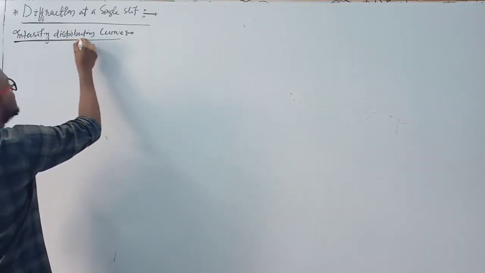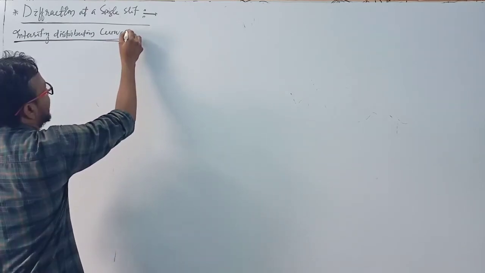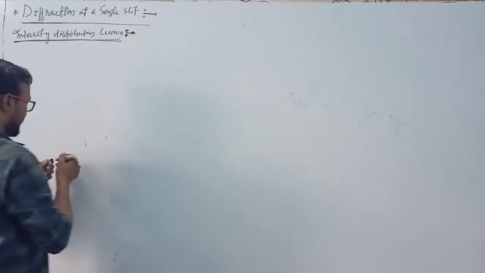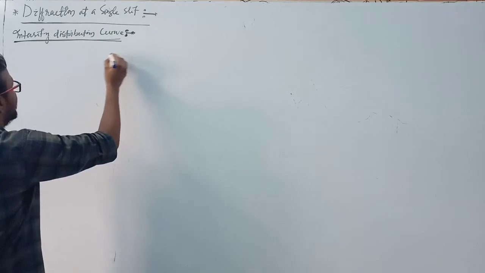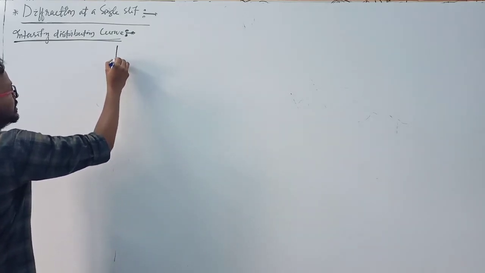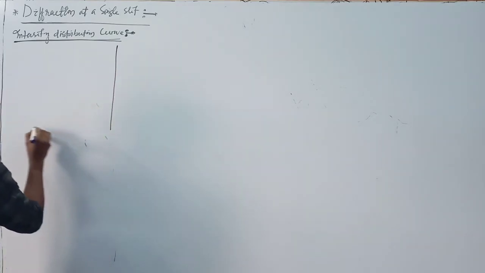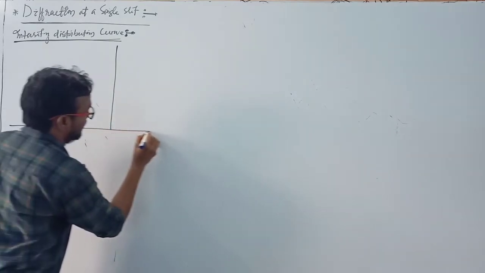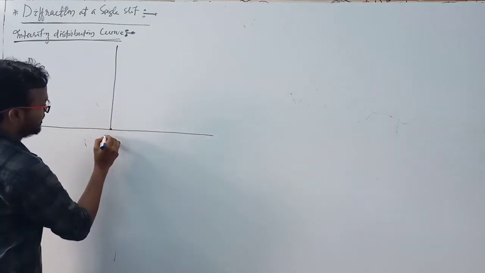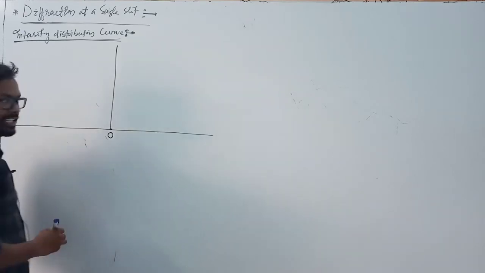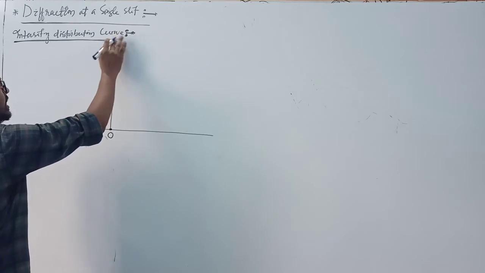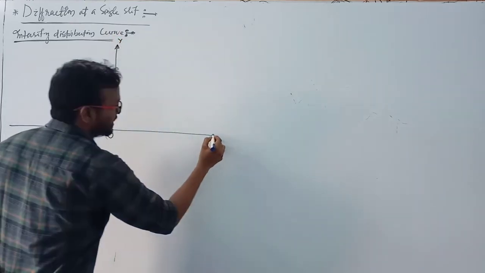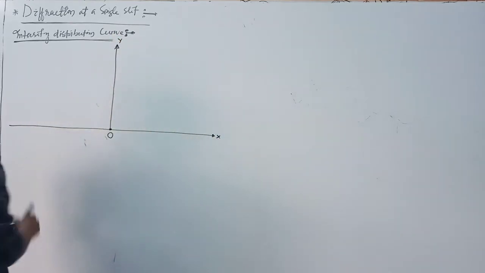Now we'll start the intensity distribution curve. Intensity means maximum intensity and minimum intensity with respect to the angle of the slit or with respect to the diffraction angle. Suppose I draw a diagram here: this is the curve, this is the origin, and here we get the central maxima, clear? This is the central maxima point. Here we can take the y axis and the x axis, and this is the negative side here.